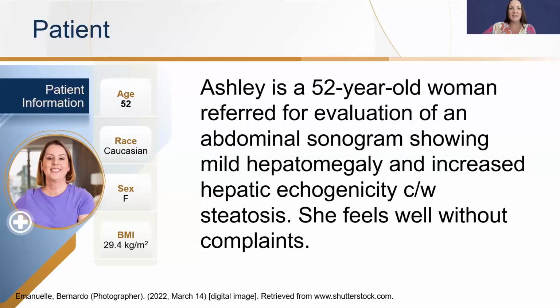We'll start with a case study. Ashley's a 52-year-old female. She's been referred to the GI clinic for having an abdominal ultrasound that showed mild hepatomegaly and increased hepatic echogenicity consistent with steatosis. She has no complaints. She feels well. As you can see over here to the left, her BMI is 29.4.